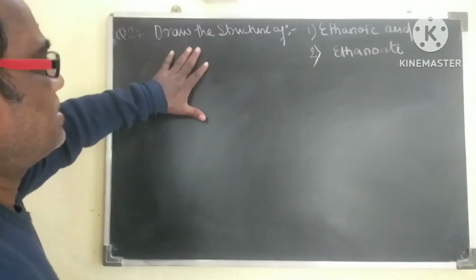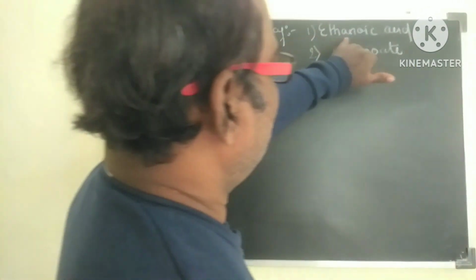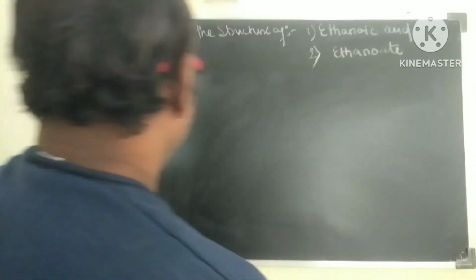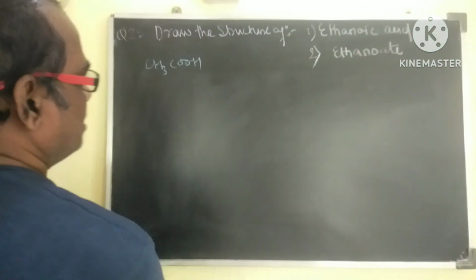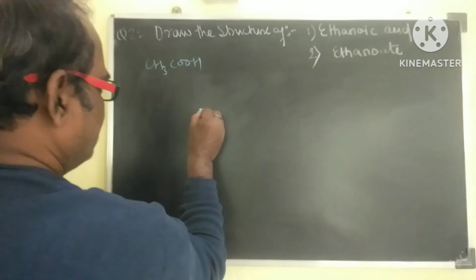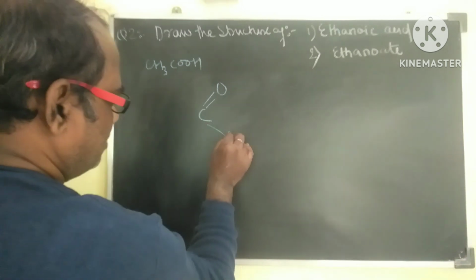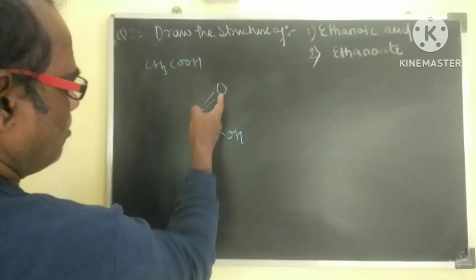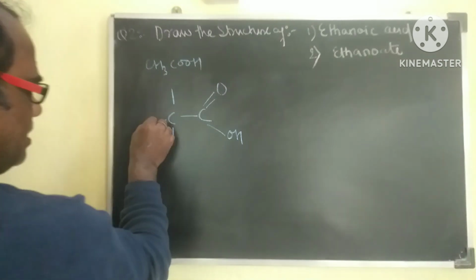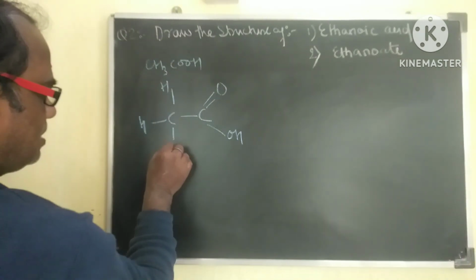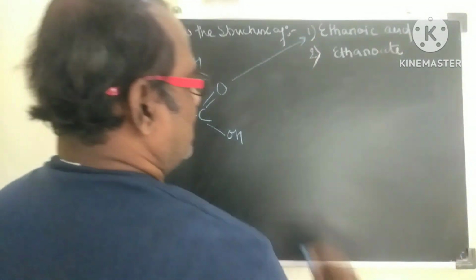Now let us go with the structure of acetic acid. This is a very important question. Often it appears in the ICSE exam. That is, draw the structure of ethanoic acid. So what is ethanoic acid? The formula of ethanoic acid is CH3COOH. So how can we write it here? We can write C double bond with O, single bond with OH. So we got COOH. Then here is CH3. Draw it in this way and write H here. So this is CH3COOH, that is ethanoic acid.